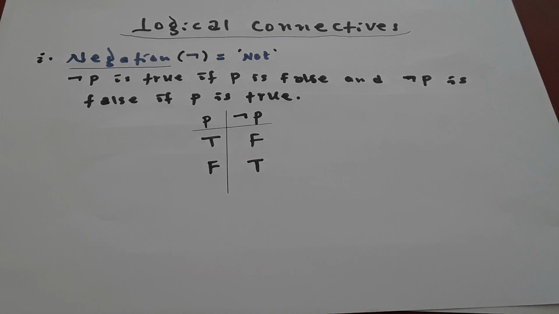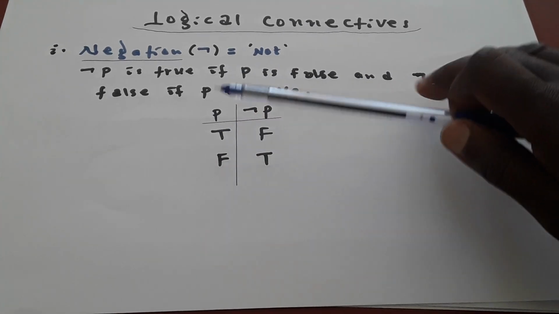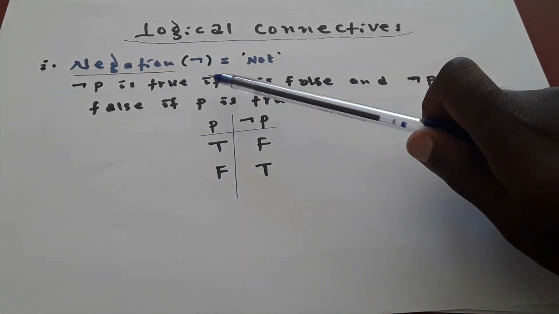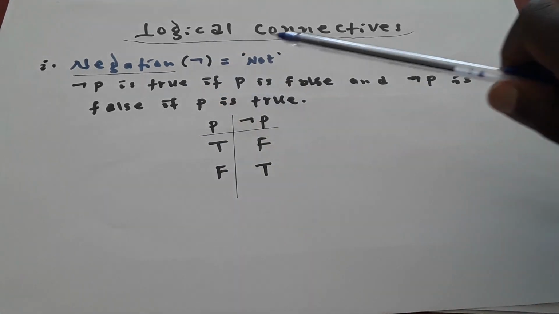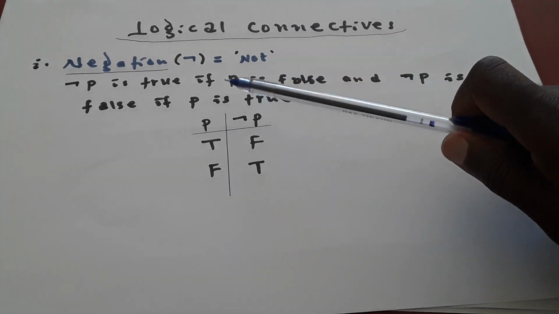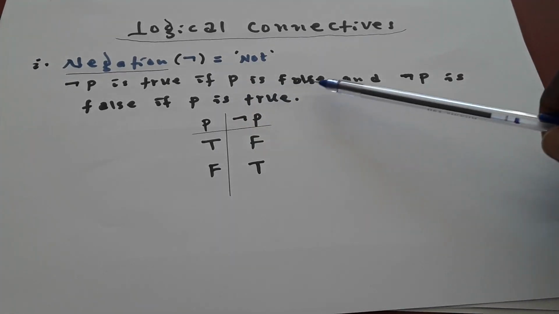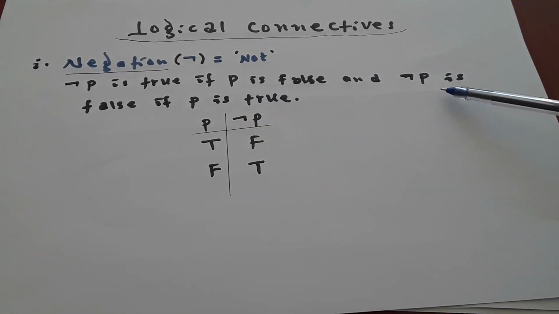Let's say one of them is negation. This is the logical connective symbolized like this, and you can read it as not. The negation of P is true if P is false, and the negation of P is false if P is true.